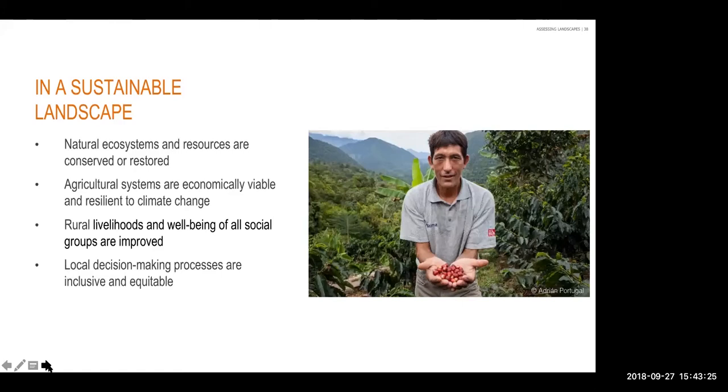Through that effort, we've revised our landscape assessment framework to think about, okay, what do we want to see in a sustainable landscape? And it really comes down to three things in terms of impacts and one thing in terms of drivers. So first of all, we want to see from a conservation point of view, the natural ecosystems and resources are conserved or restored. So if they're already highly degraded, how do we restore them to the capacity that we need them to be a sustainable landscape and to provide the ecosystem services back to the communities and back to the coffee, if coffee is in that landscape.